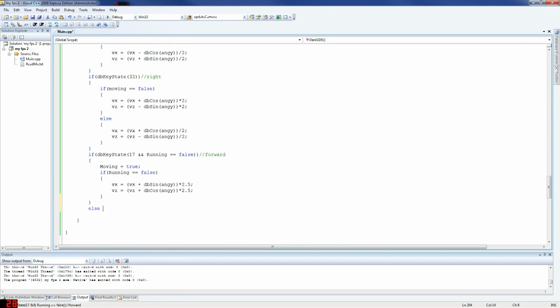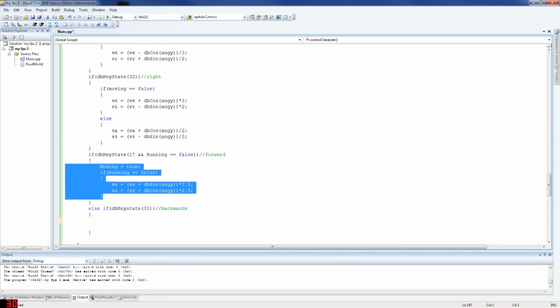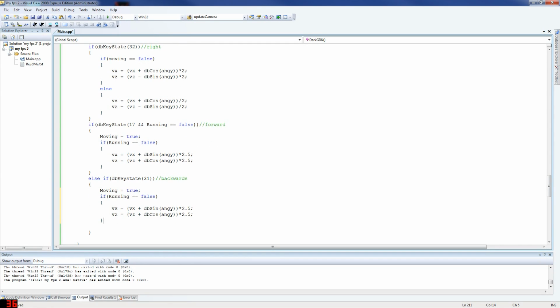But anyways, so else if, now this is if backwards is being pressed, then you go else if key state, because you don't want forward and backwards being pressed at the same time, so you want to go backwards. So if backwards is being pressed, then you want that one exactly the same, right? Actually, just copy all that, because moving equals true also.